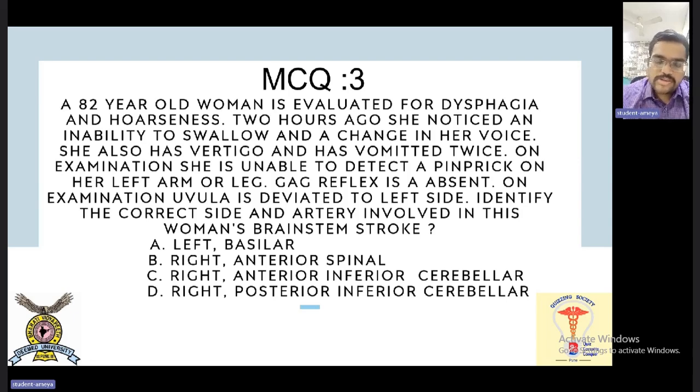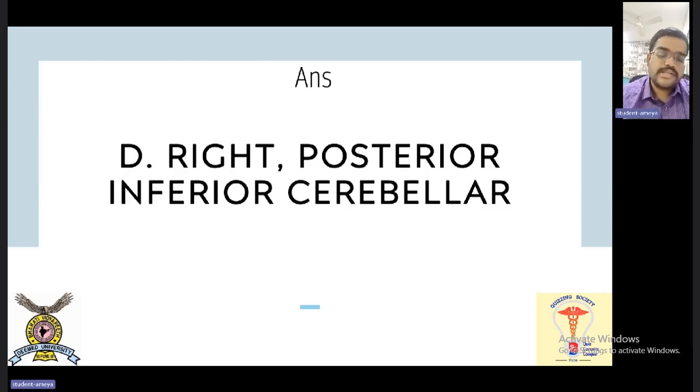Because it is lateral medullary, also called Wallenberg syndrome, the artery involved is the posterior inferior cerebellar artery, which supplies the area behind the inferior olivary nucleus. Okay, so the answer is D, right, posterior inferior cerebellar.